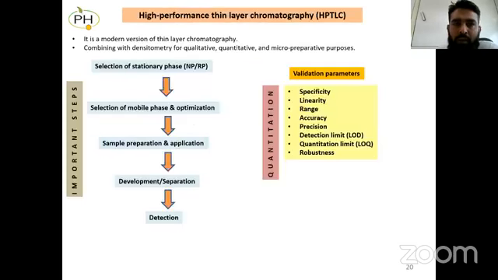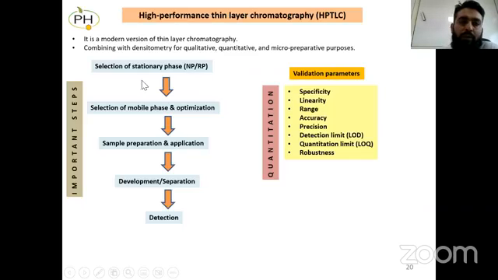textbooks also. One of the techniques which is widely used for natural product research is HPTLC. It is nothing but a modern version of TLC, thin layer chromatography, which we are using for organic synthesis also. So here in natural products, you can use this technique with densitometry for qualitative, quantitative, and even preparative purposes, micro preparative. You can isolate your compounds with the help of HPTLC.